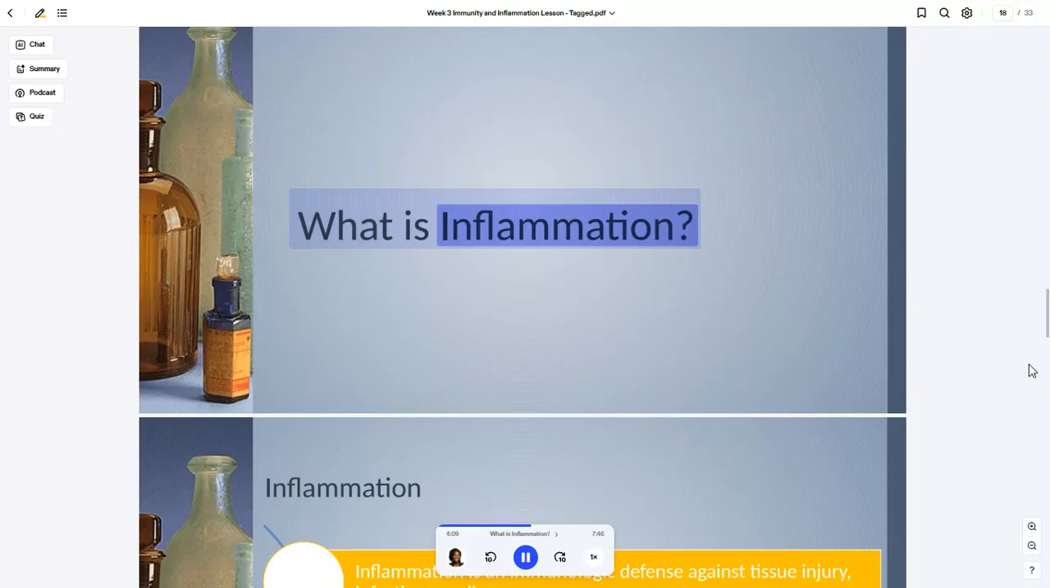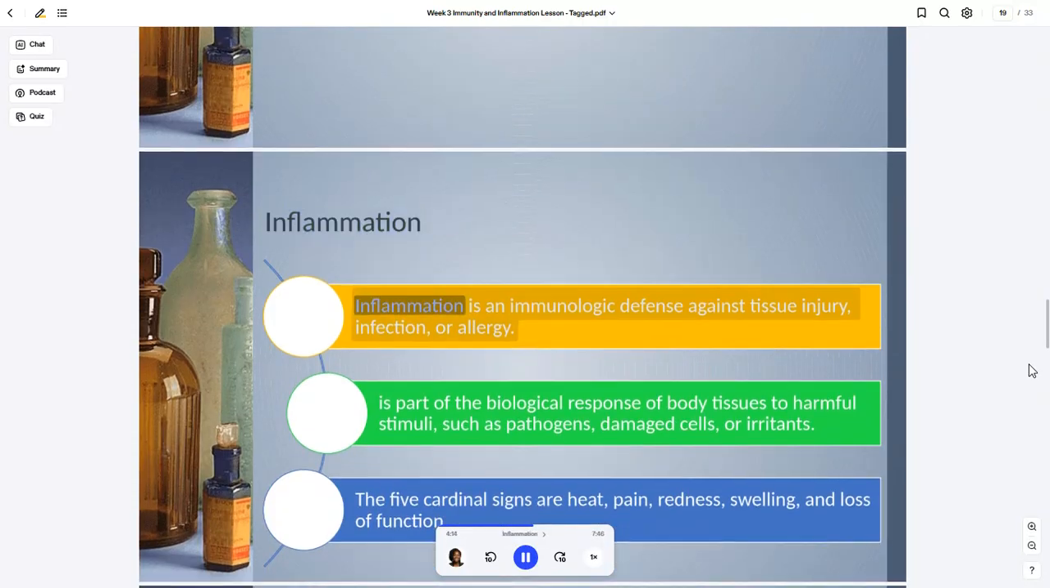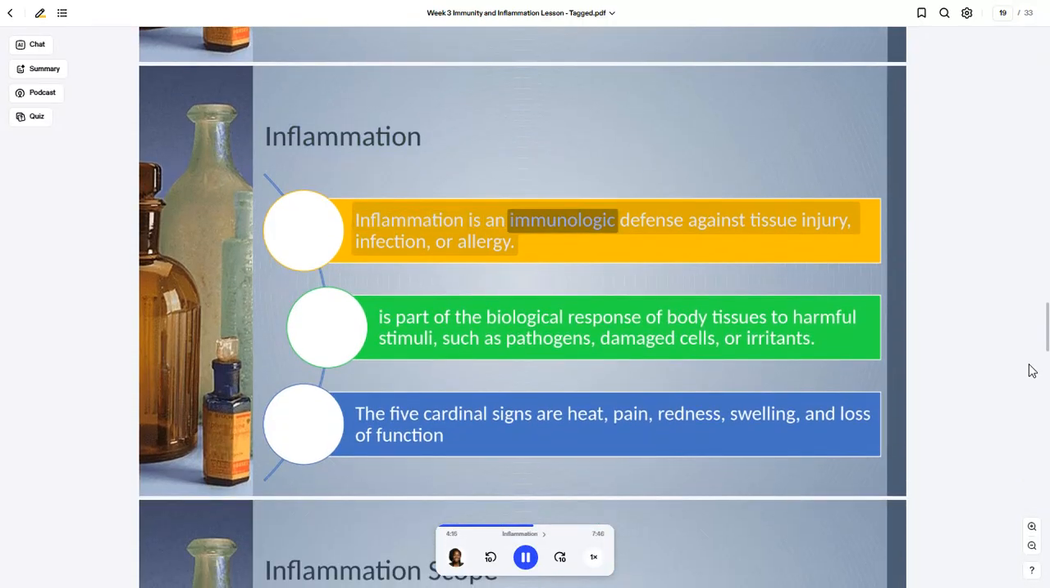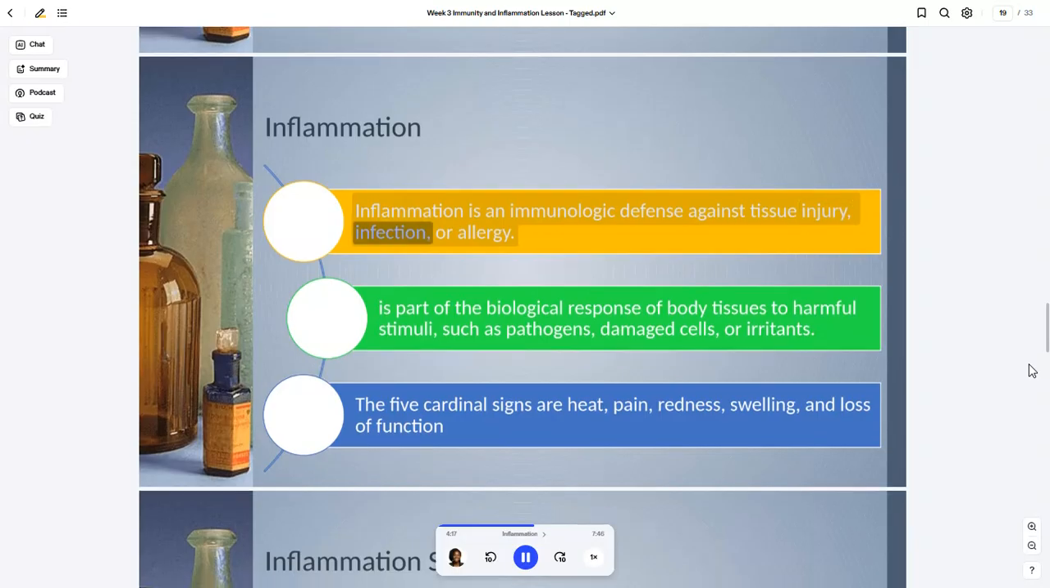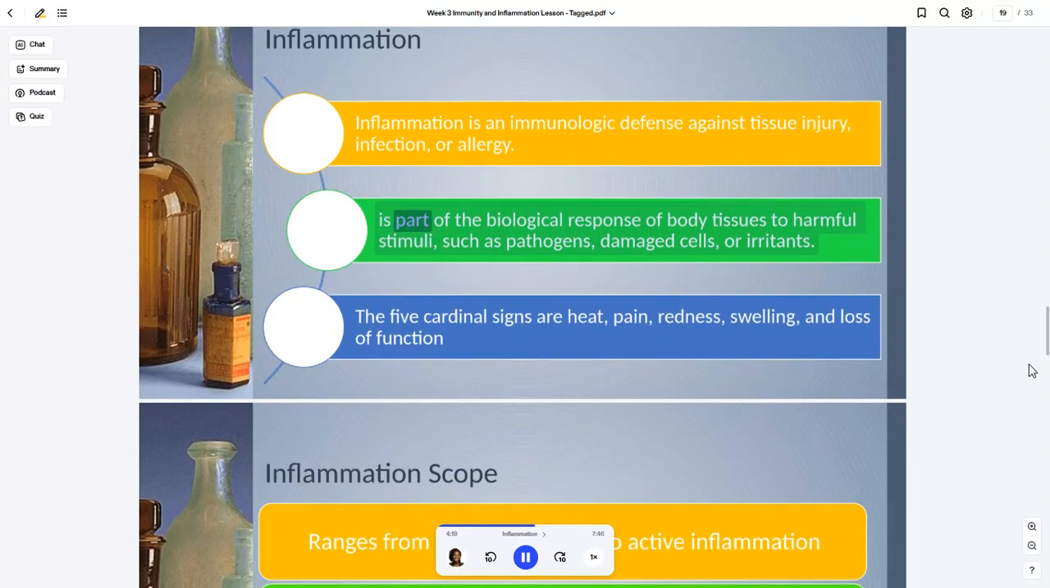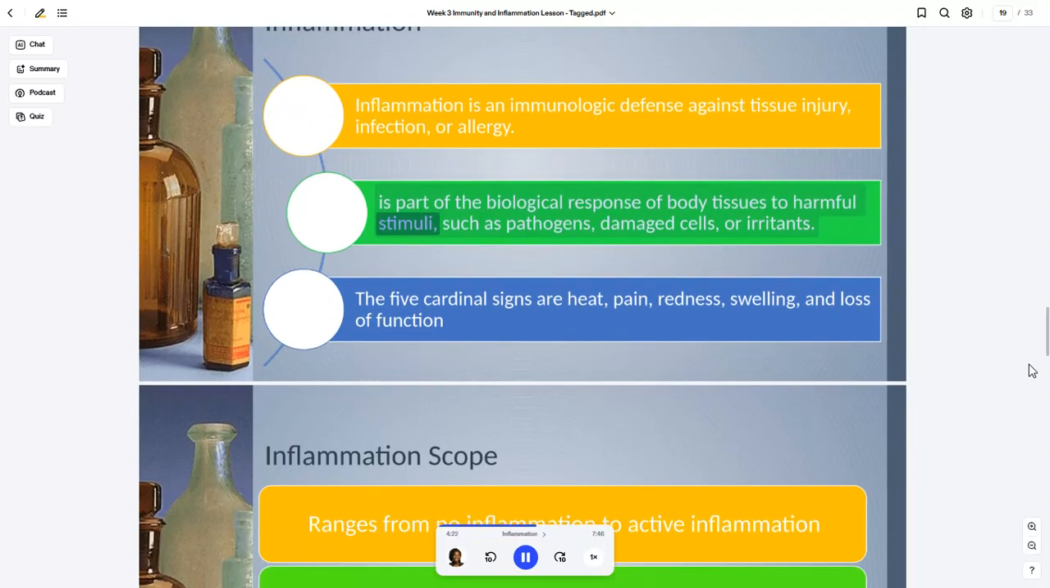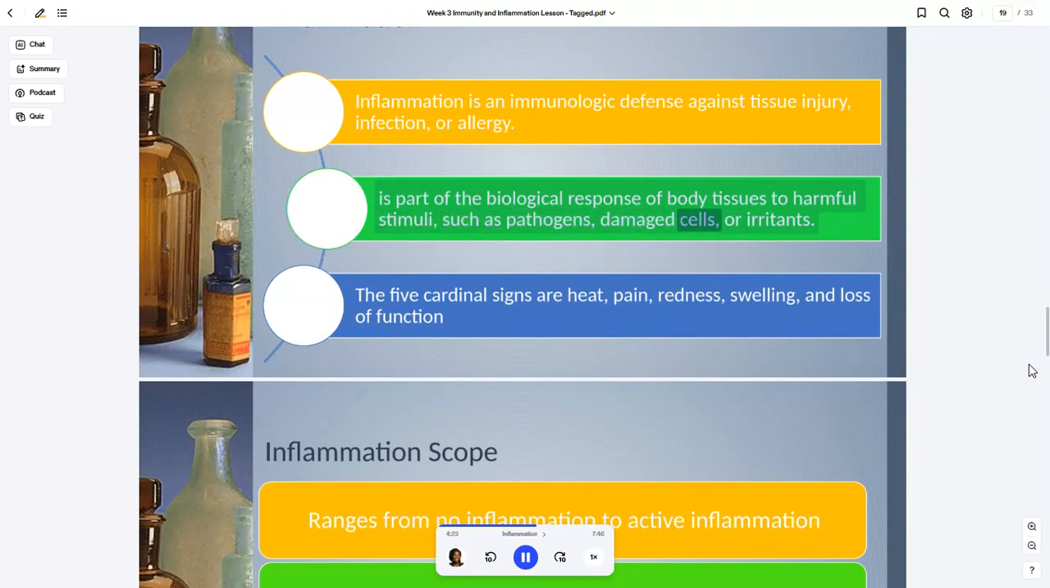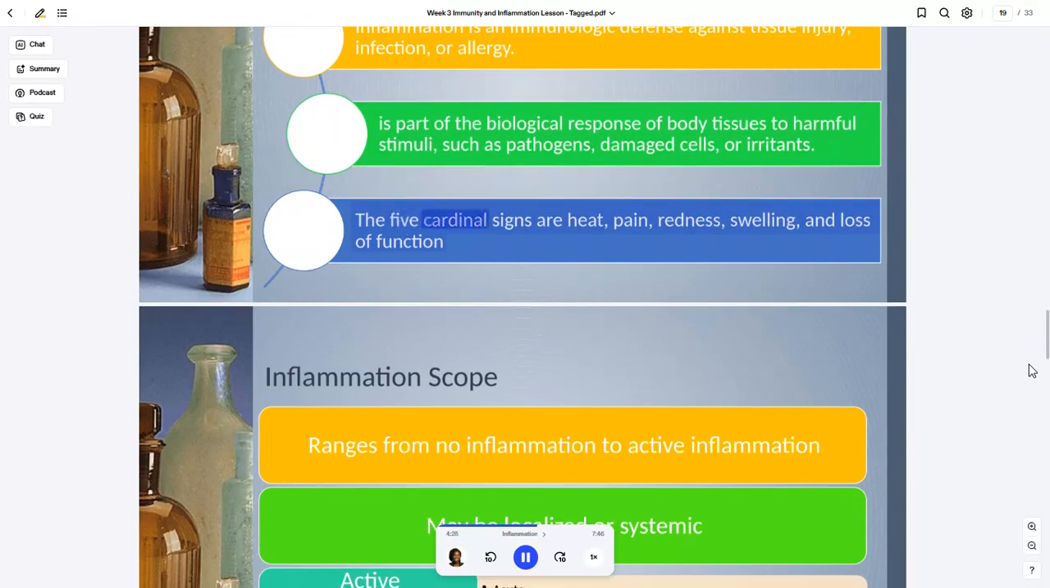What is inflammation? Inflammation is an immunologic defense against tissue injury, infection, or allergy. It is part of the biological response of body tissues to harmful stimuli, such as pathogens, damaged cells, or irritants. The 5 cardinal signs are heat, pain, redness, swelling, and loss of function.